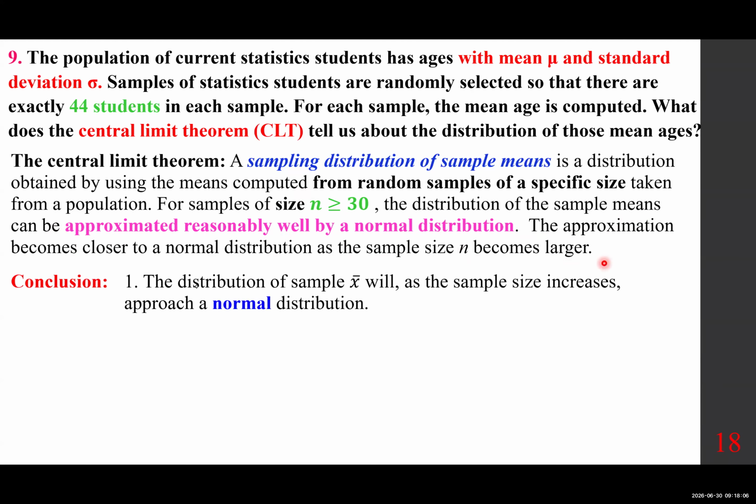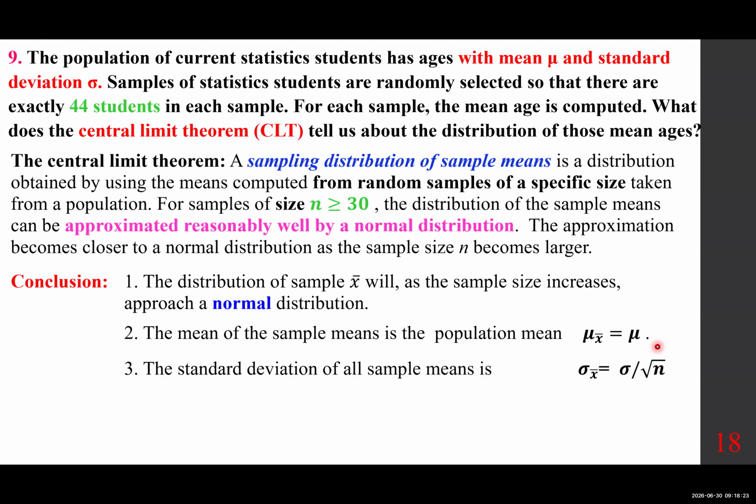Conclusion. Number 1, the distribution of sample X bar will, as the sample size increases, approach a normal distribution. The mean of the sample means is the population mean. Mu of X bar is mu. We showed that on the previous page. The standard deviation of all sample means, sigma of X bar, is sigma over square root of n, which is smaller.